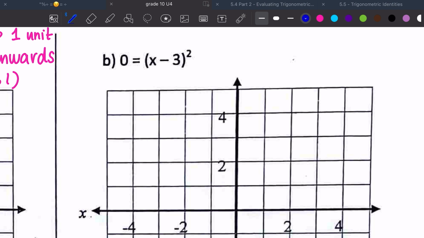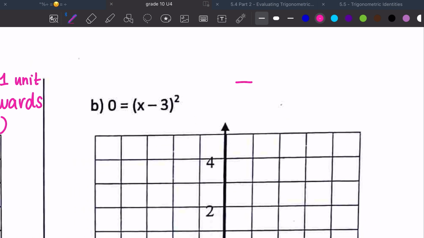Even with B, have I stretched or compressed by anything? Do I have an A value? No. Have I moved left or right? Yes. What have I moved left or right by? 3. And where did I go, left or right? I went 3 units right. This is my D value. So I moved 3 units right.